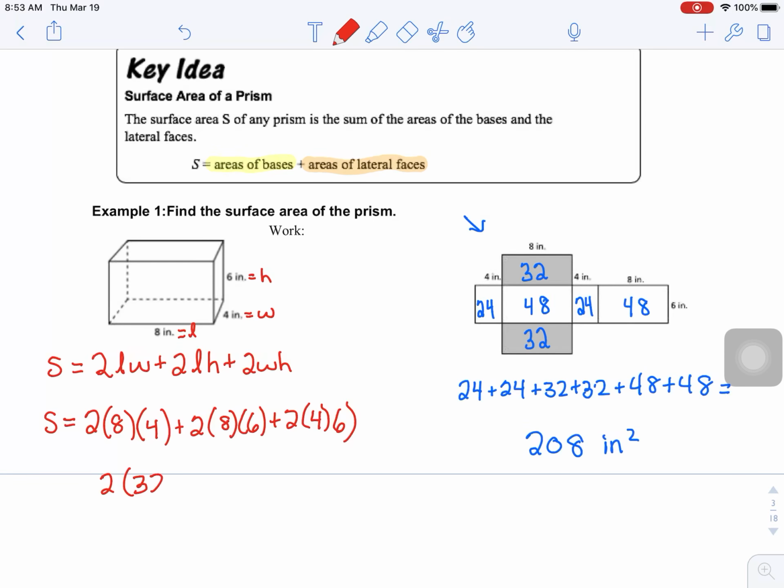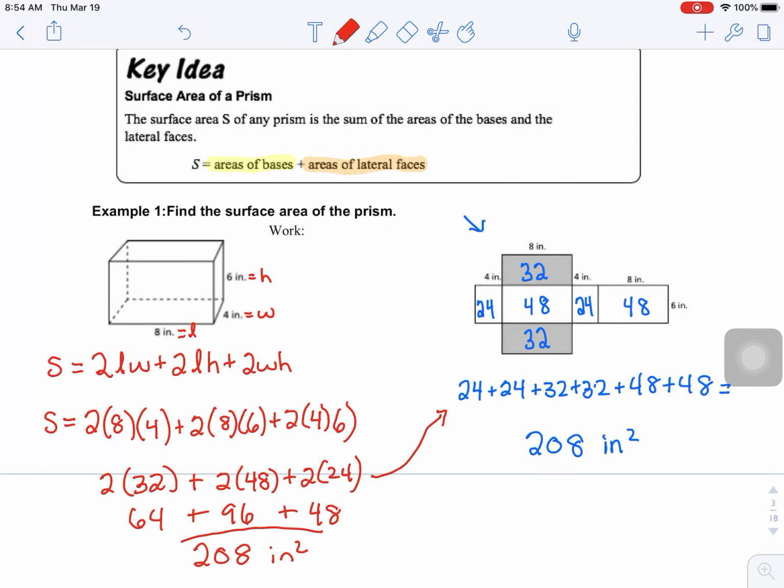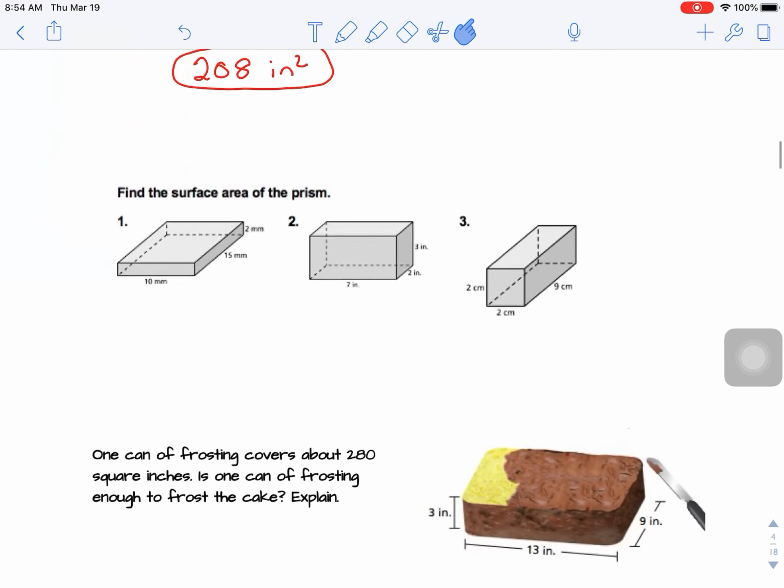Okay, so we get 2 times 32, 2 times 48, 2 times 24, right, 64, 96, 48. You should notice these numbers right over here match those numbers. So again, we get 208 inches squared. You could use the formula or you can use the net to figure out the surface area of the prism, whichever one is easier for you to see.